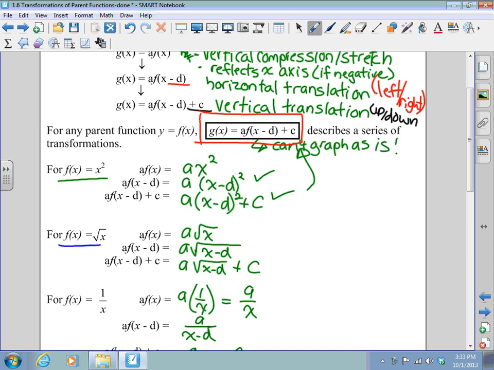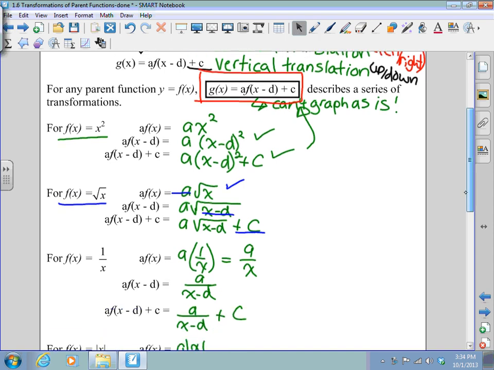Okay? Next example. Let's apply the a, d, and c to the square root function. So again, the parent function is the square root function here. We start with the parent function, we add the a in front of it. Then remember that it's x minus d. Okay? And then at the end, you add the c.